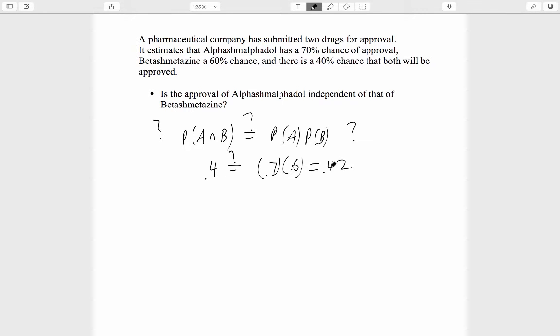Does 0.4 equal 0.42? No, it does not. The conclusion is that no, these events are not independent. A is not independent of B. B is not independent of A.